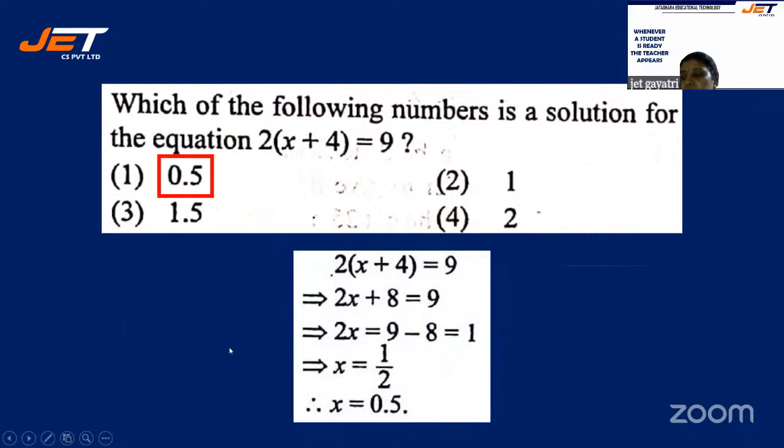Okay, so here I have this problem. See here, 2 into x plus 4 is 9. When you multiply 2 into this equation, you get 2x plus 8 is equal to 9. And when we try to find the value of x, 2x is equal to 9 minus 8, which gives you 1, whereby x is equal to 1 by 2. So that becomes x is equal to half, so 0.5. That's why your option 1 is the correct one. Now let's move on to the next question.